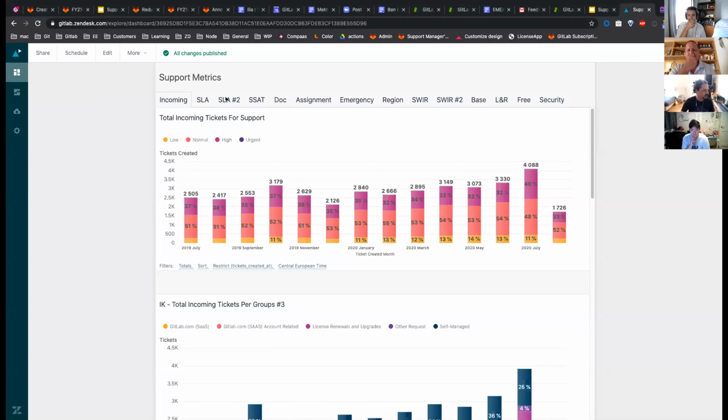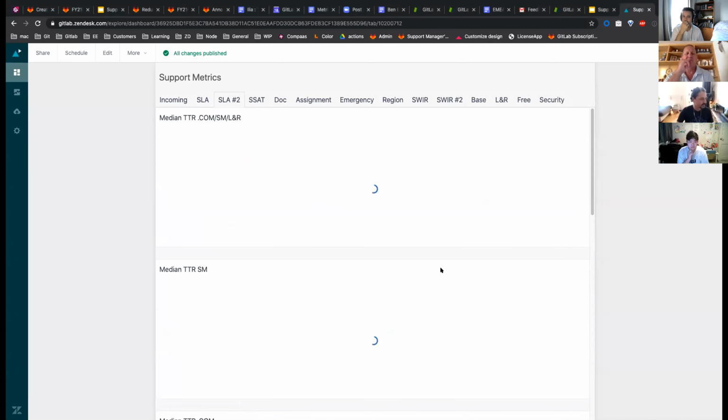Do we have an easy way to get that data now? Is that something you're already reporting on? Yeah, it's in the dashboard support metrics. I've added it. So under each SLA right now, I'll just share my screen. There is a median graph of the response time.